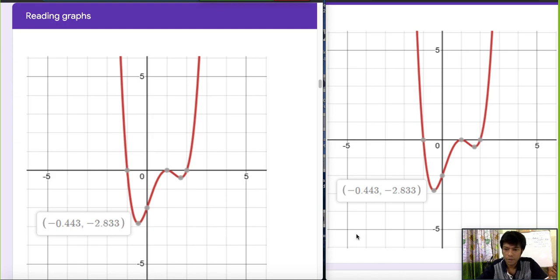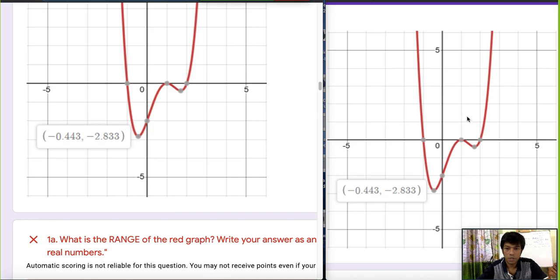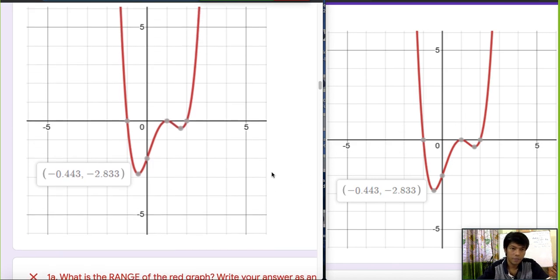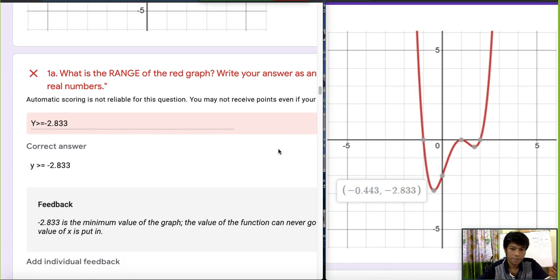Everyone, welcome to our final practice paper solution discussion video, and this is our second set of questions, which is about reading graphs. I have given two different graphs so that when I scroll, you can just look at the graph here. Alright, so let's begin.